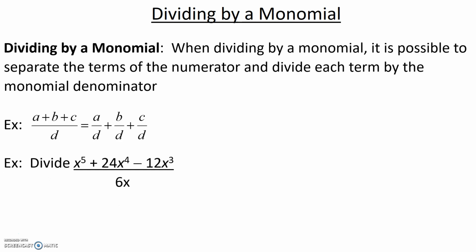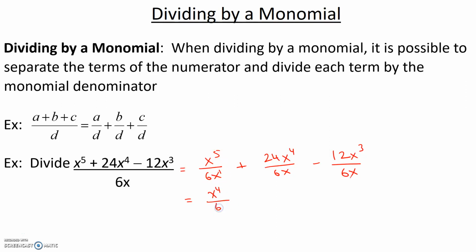For example, let's divide x to the fifth plus 24x to the fourth minus 12x cubed by 6x. We can rewrite this as x to the fifth divided by 6x plus 24x to the fourth divided by 6x minus 12x cubed divided by 6x, since we're dividing by a monomial denominator. To simplify this, x to the fifth divided by x, we would subtract the powers. This would give you x to the fourth.